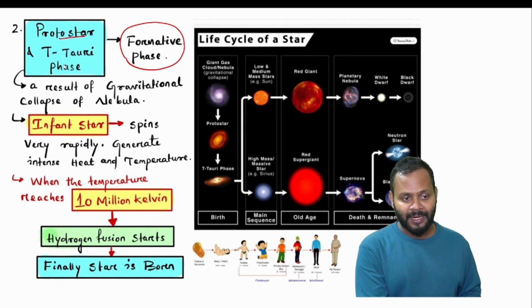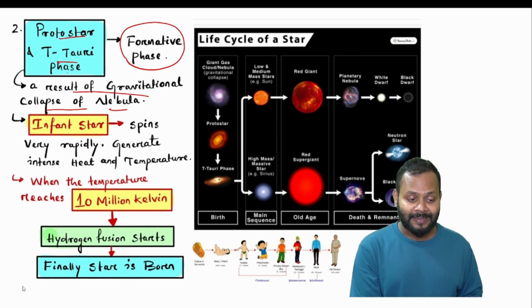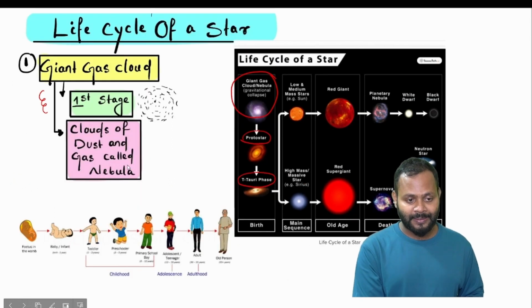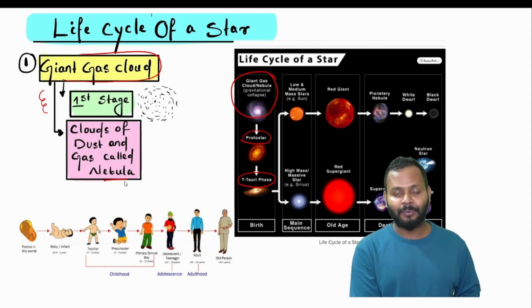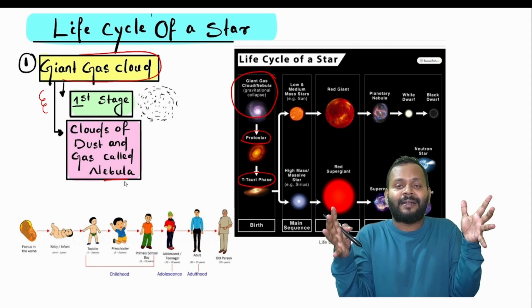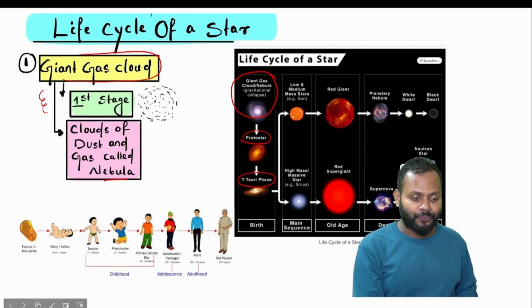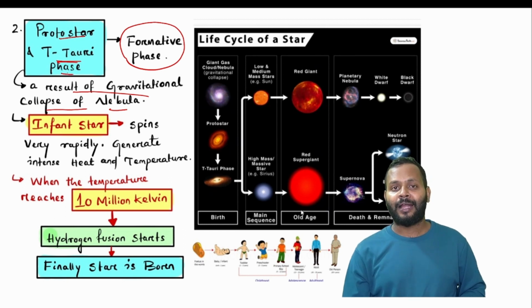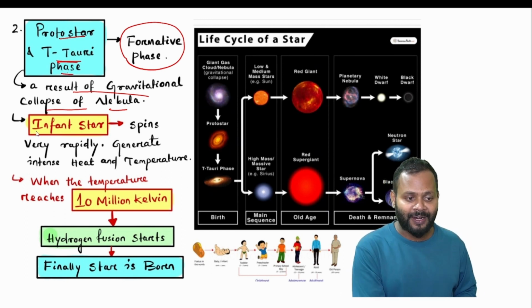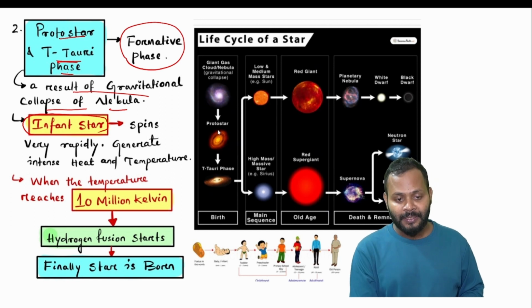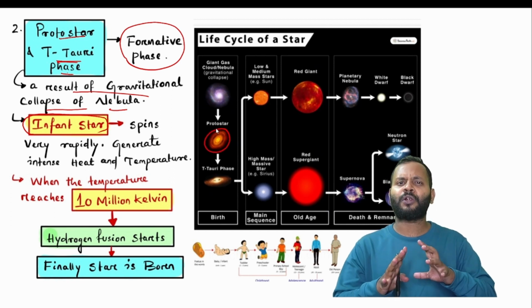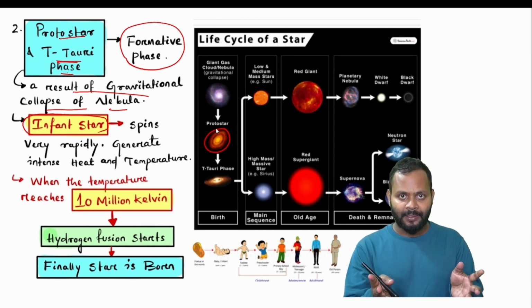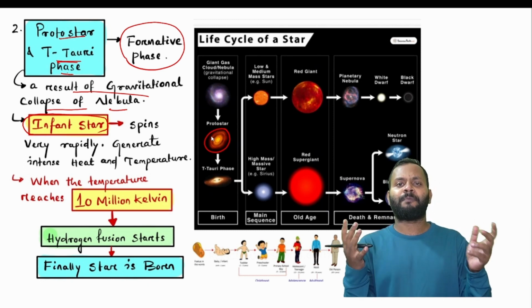The protostar and T-Tauri phases are the result of gravitational collapse of a nebula. Previously we discussed that the giant gas cloud is a nebula, right? This nebula ultimately condenses and contracts to form a protostar and a T-Tauri phase. We can also say this is an infant star, a baby star. That means it is not a proper mature star. It is also not properly visible like a star.